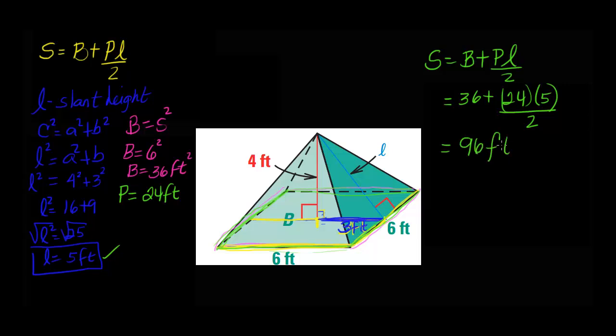So here you have 2 cases, one where the slant height is given, and the other where the slant height is not given, but enough information is given for you to find it.